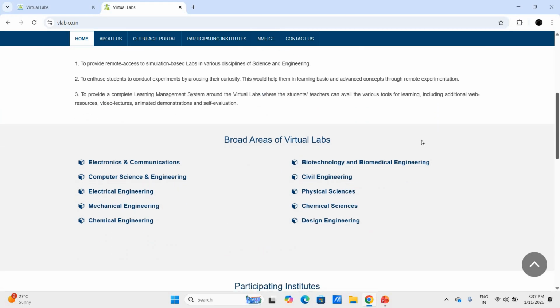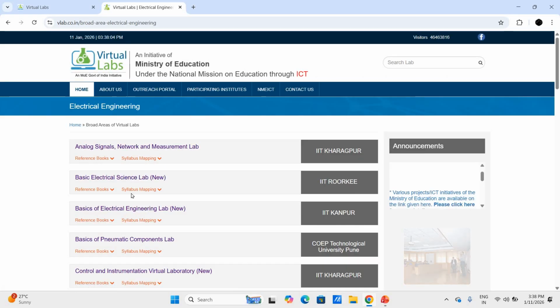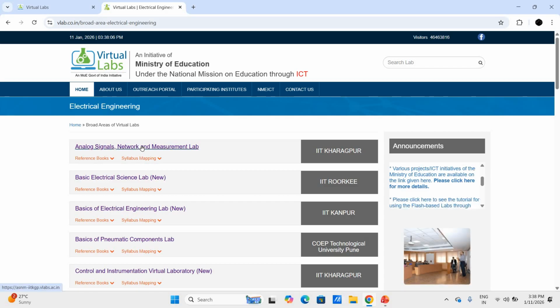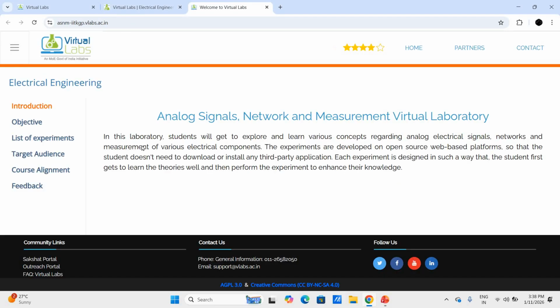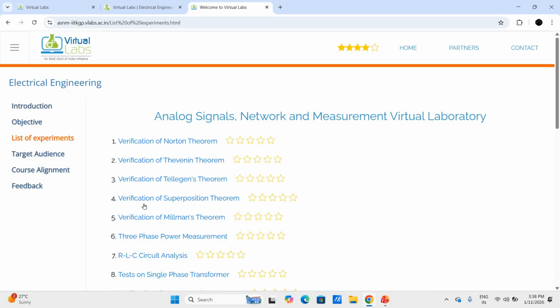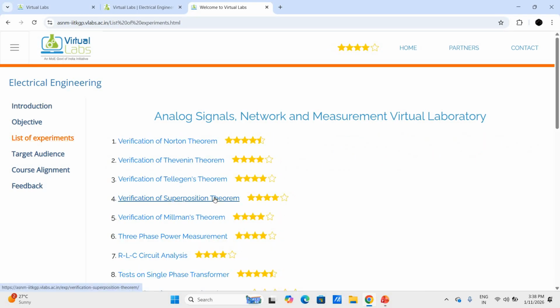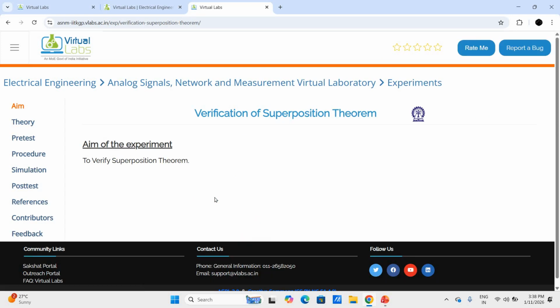Then you will get the broad areas of virtual labs, in which go to the electrical engineering lab. Here you will get the first lab, that is the analog signal network and measurement lab. When you click on this, you will get this window. Just click on the list of experiments, and in this list at number 4 there is the verification of the superposition theorem. Once we click on it, the experiment will open.